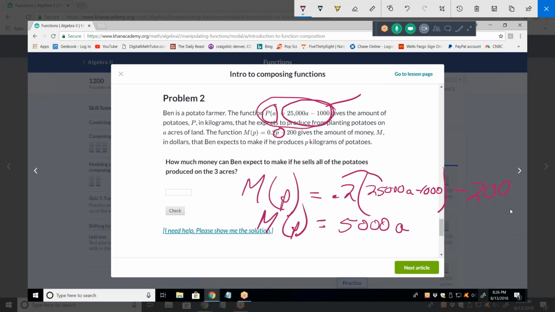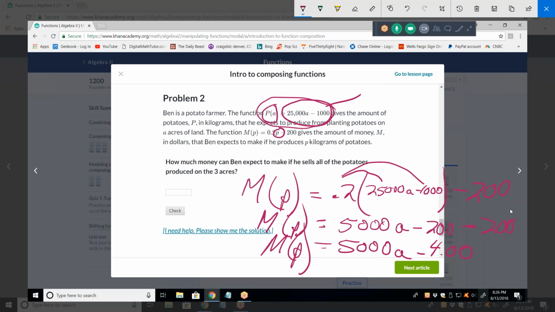That times that is 5,000A, right? Yes. Also have to do that times that. Oh, yes. I think I messed up with my calculator. Which is minus 200. And finally minus this last 200. Which gives us 5,000A minus 400. Okay. So that's our M of P function.